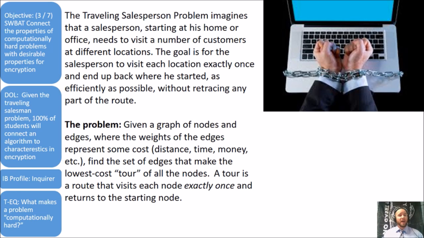Okay, so this problem imagines that a salesperson starting at his or her home or office needs to visit a number of customers at different locations. The goal is for the salesperson to visit each location exactly once and end up back where they started as efficiently as possible without retracing any part of the route. The problem is, given a graph of nodes and edges where the weights of the edges represent some cost, that is distance, time, or money, find the set of edges that make the lowest cost tour of all of the nodes. A tour is a route that visits each node exactly once and returns to the starting node.